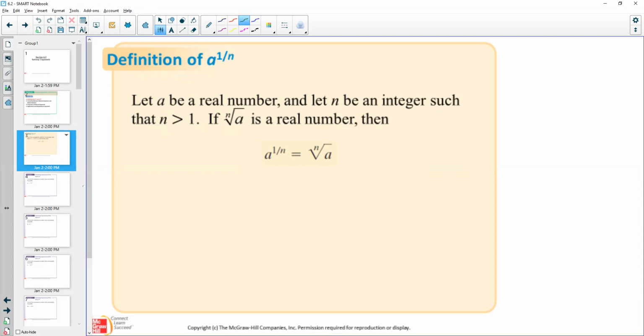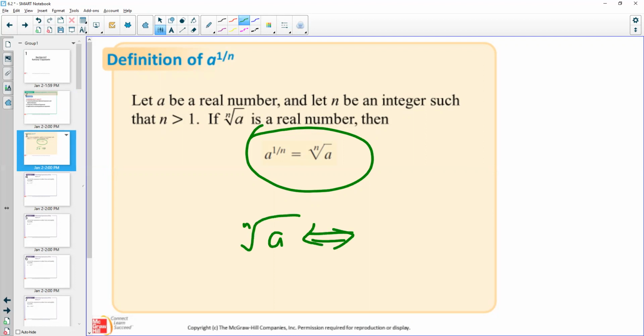If a is a real number, where n is an integer and n is greater than 1, the nth root of a is the same as writing a to the 1/n. So if I have the nth root of whatever, it means the same thing as if I write a to the 1 over n. Writing something in a radical is the same thing as writing it with a fractional exponent. This is key. If you can grab this idea that those things mean the same thing, a lot of this will go a little easier.